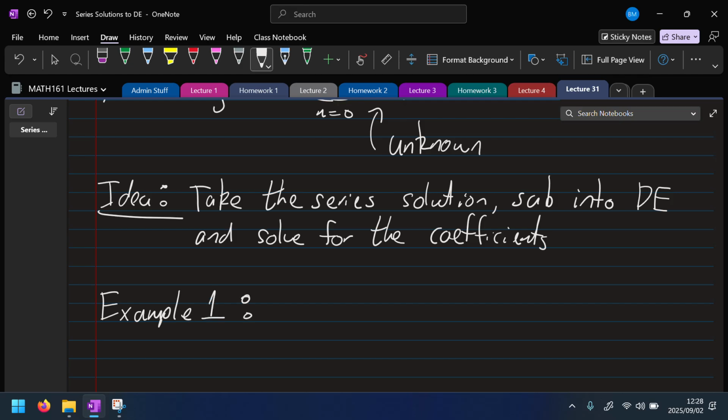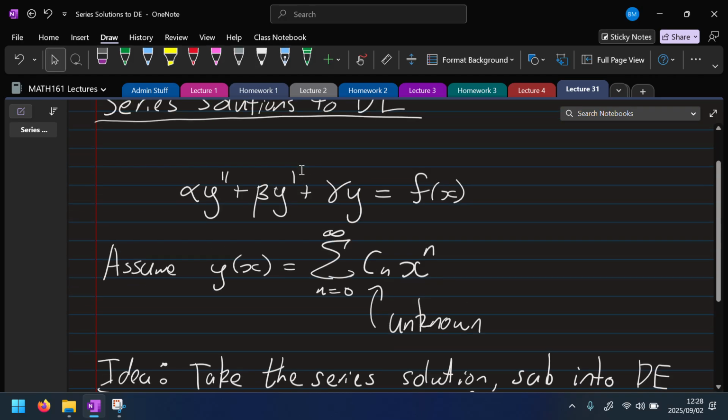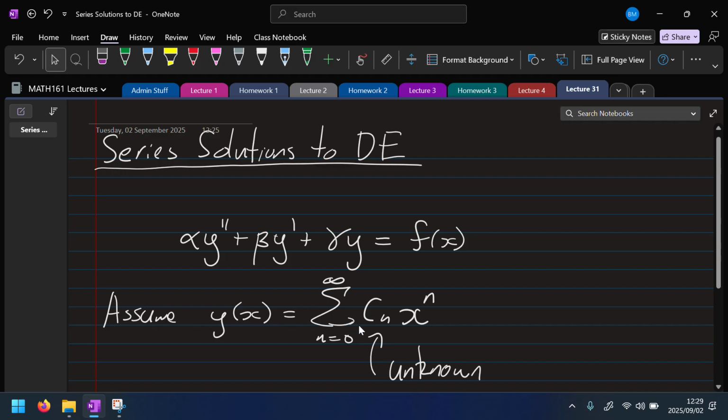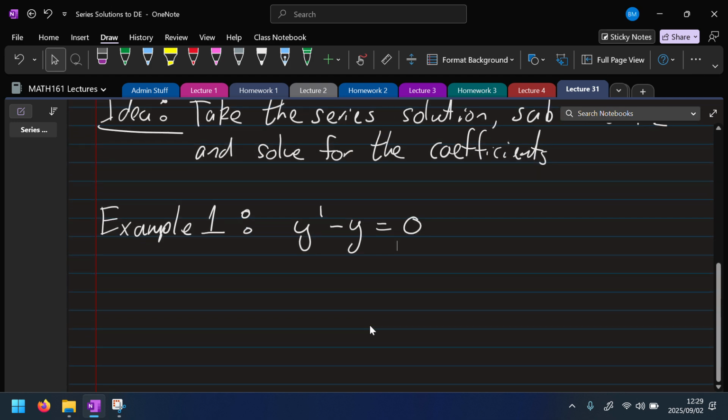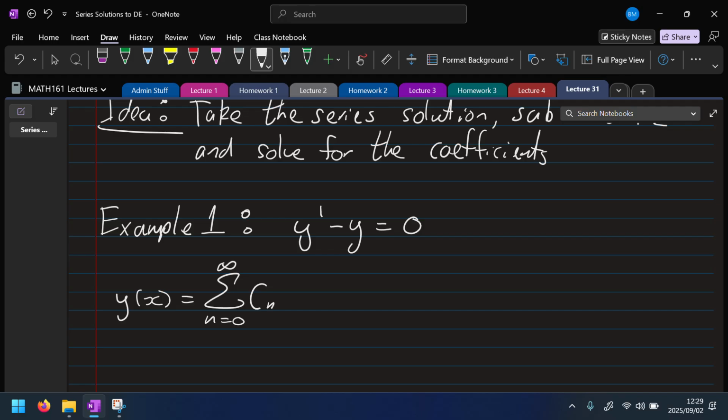Example 1. So we have y prime minus y is equal to 0. Okay. Now we know that this is very easy to solve, right? It's separable. You can do it in a couple lines. What we're going to try to do is solve it using this way, okay, with the series solution, and we're going to see if it matches up. Okay. So first step, we assume y can be written as that series. So y of x is equal to the sum, n goes from 0 to infinity, some coefficients, again, we don't know what those are yet, x to the n. Okay, so that's our goal.